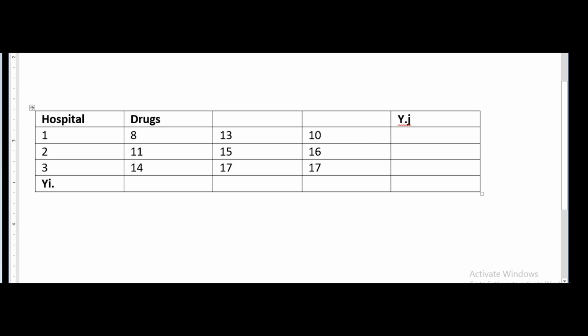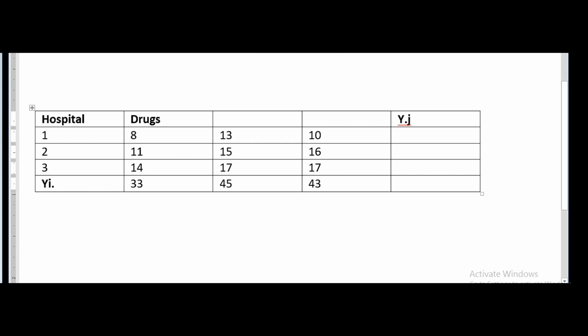So now, how to compute this ANOVA table? You are going to take the sum of all your drugs. You are going to add 8, 11 and 14, and you are going to have 33. Then if you add 13, 15 and 17, you are going to have 45. Also, if you add 10, 16 and 17, you are going to have 43.